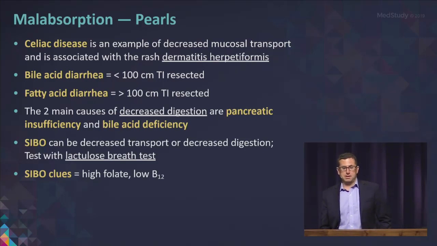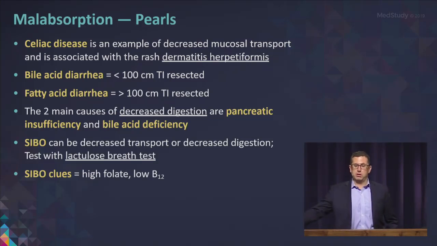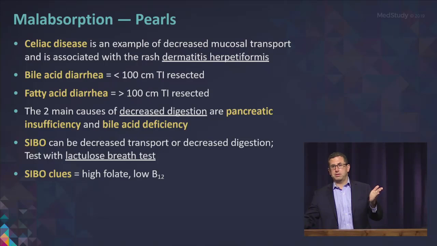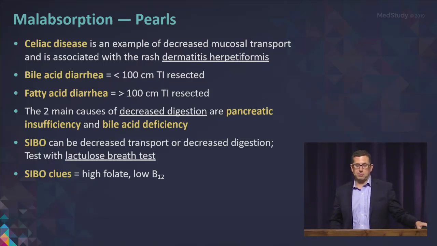So some malabsorption pearls. Celiac disease is an example of decreased mucosal transport and is associated with dermatitis herpetiformis. That rash is pathognomonic for celiac disease. You're going to have bile acid diarrhea if you have less than 100 centimeters of the TI resected. Remember, the bile acids will go into the colon and act as secretagogues. However, if you resect more than 100 centimeters of the ileum, you will lose bile acids, so your body stores will be depleted. Because bile acids help digest fat, and they're no longer present in sufficient quantities, you're going to get fatty acid diarrhea.